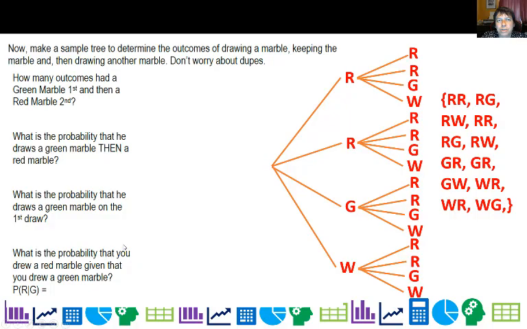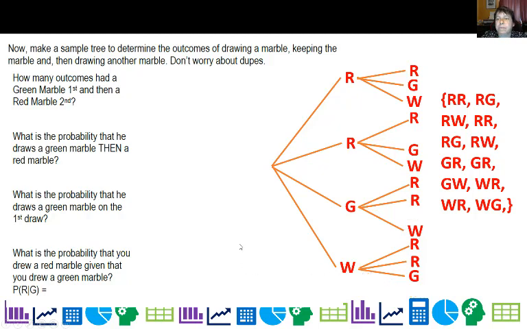Now let's change up the situation, and instead of putting the marble back, I'm going to keep the marble. So what that's going to do is change some of our probabilities for the second draw. For the first marble, it should be the same, 1/4, 1/4, 1/4, 1/4, because all the marbles are there. But what's going to happen now is if I draw a red there, it's going to remove that option. The green is no longer possible here, and the white is no longer possible there.